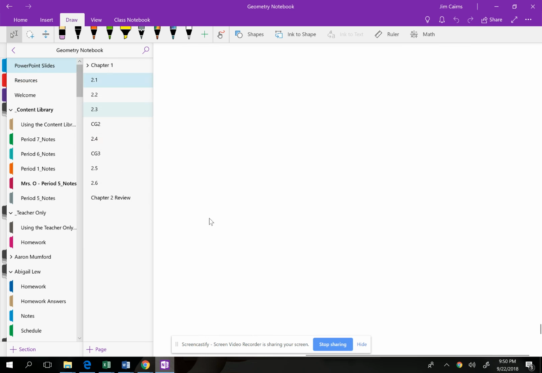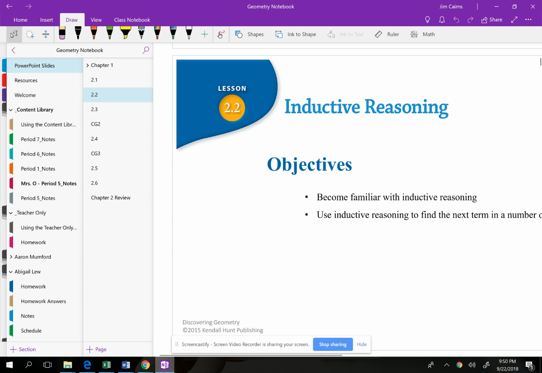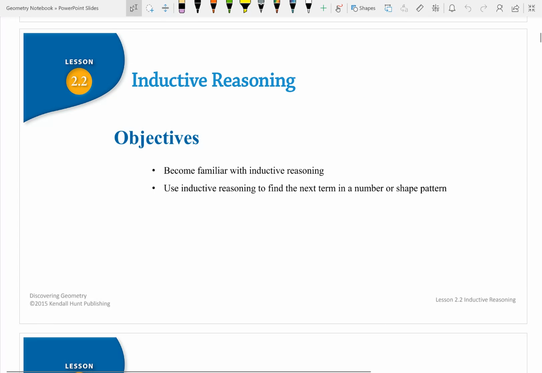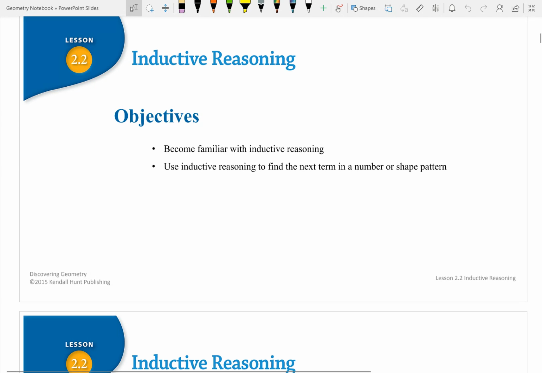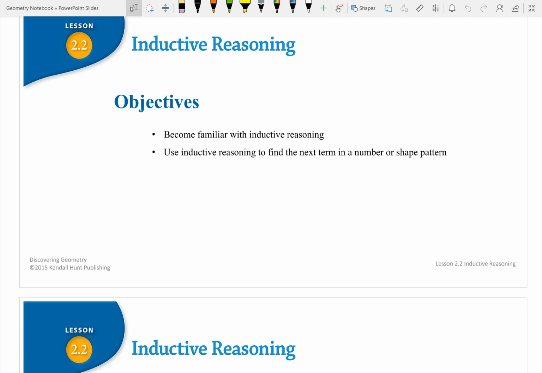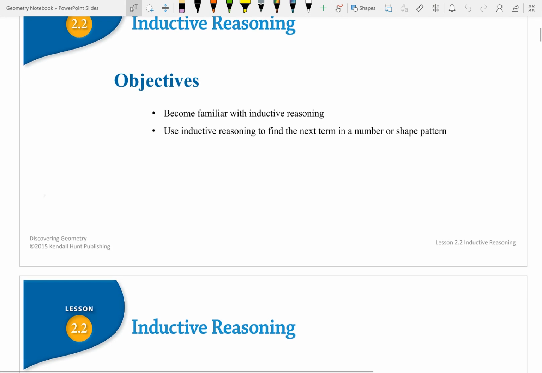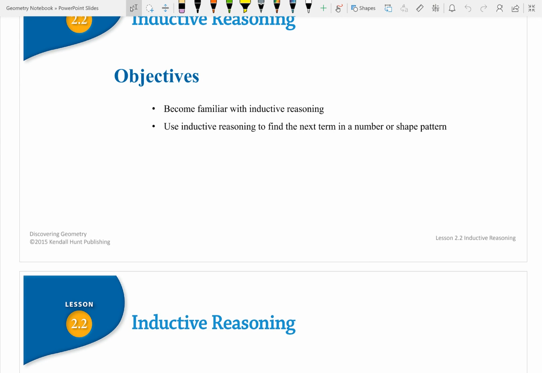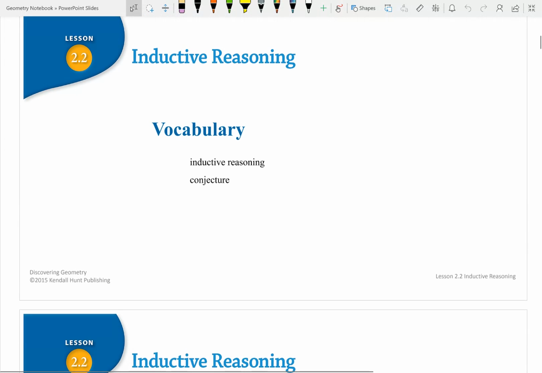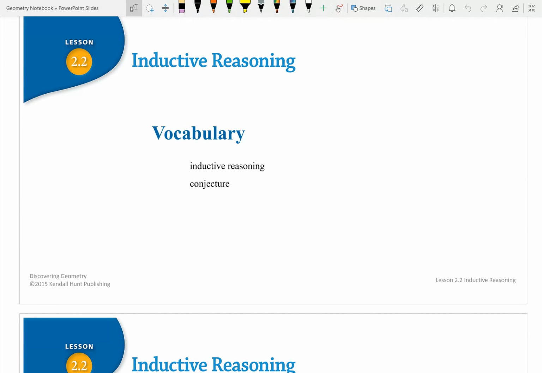All right, I'm going to go ahead and go over lesson 2.2, inductive reasoning. The goal of this is to become familiar with inductive reasoning and to use inductive reasoning to find the next term in a number or shape pattern. There are two vocabulary words, inductive reasoning and conjecture.